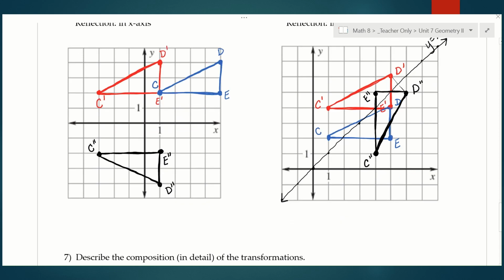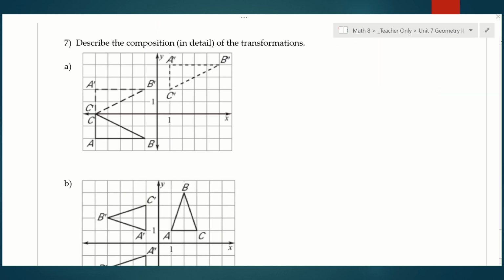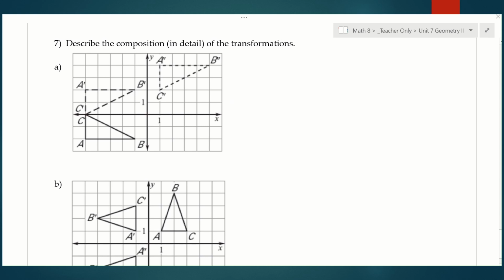Okay, the last part for today. I know this has been a long lesson, so thank you for sticking with it. You're always welcome to pause it and come back if you needed a break. The last thing we're going to do is state which transformations were applied to the picture that we're given. This is a little bit trickier, but it's good because it really forces your brain to work in a different way. We're so used to being given the rules, and now I'm asking you to write them.